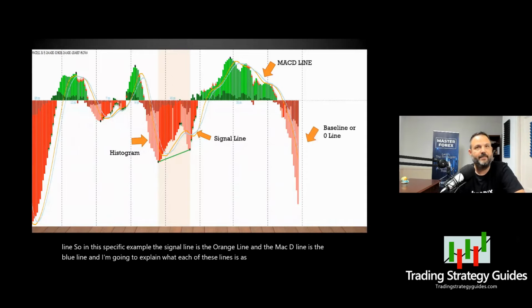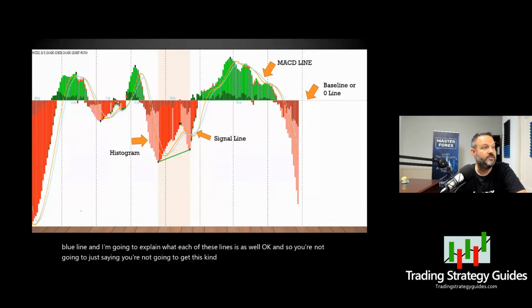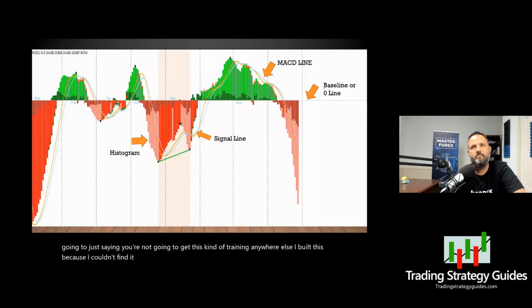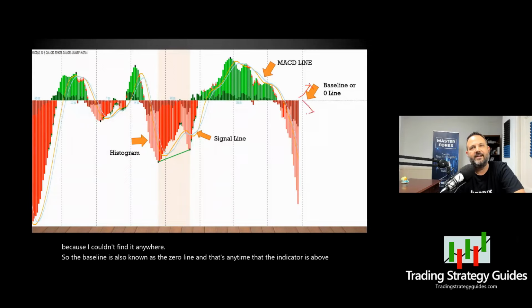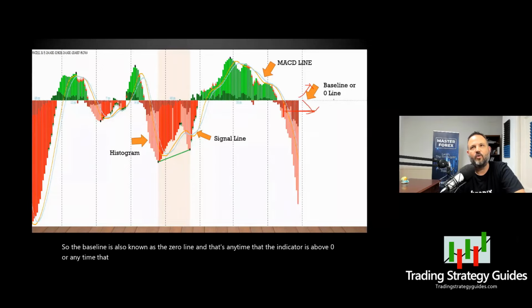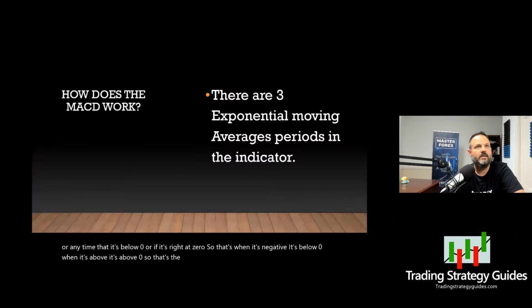You're not going to get this kind of training anywhere else. I built this because I couldn't find it anywhere. The baseline is also known as the zero line, and that's anytime that the indicator is above zero, below zero, or right at zero. When it's below zero, it's negative. When it's above, it's above zero. So that's the baseline.